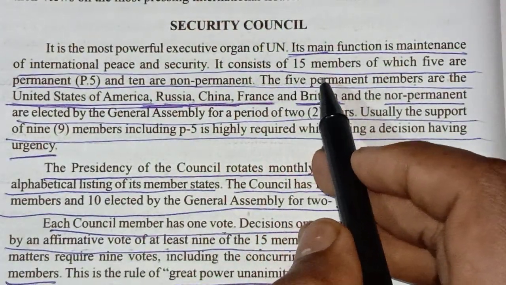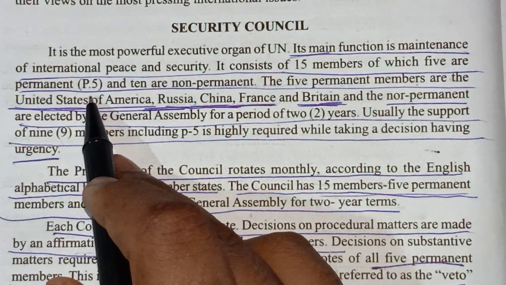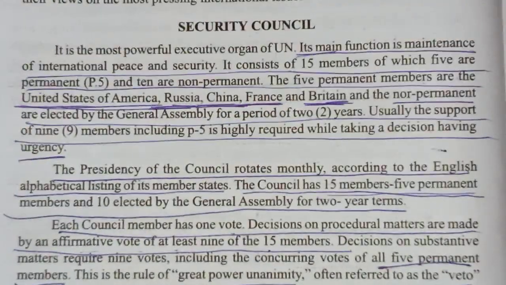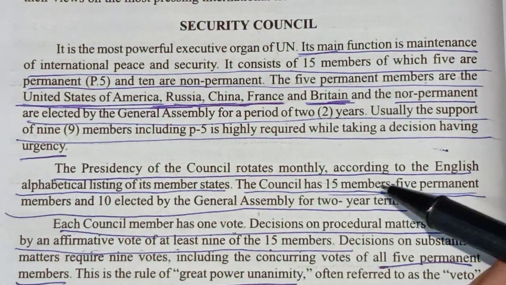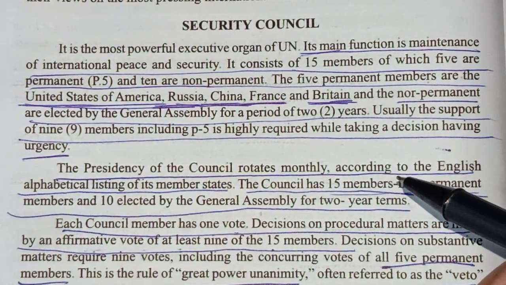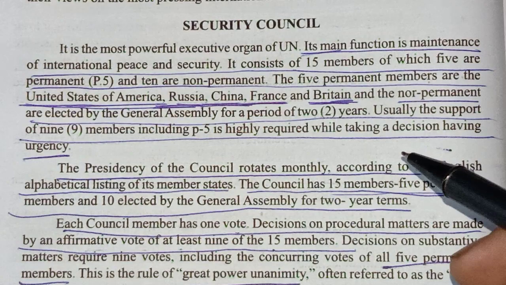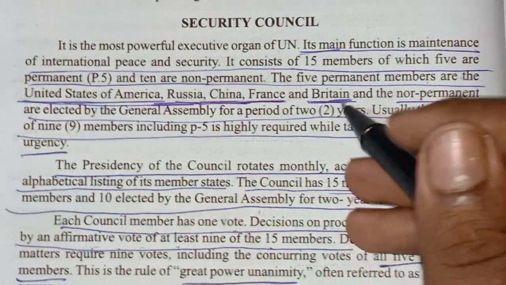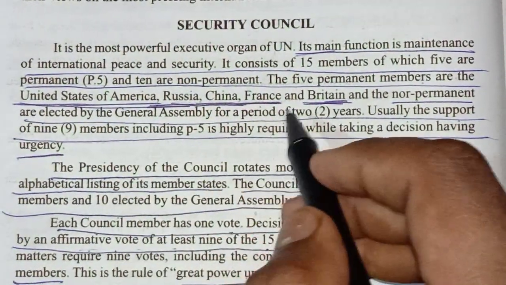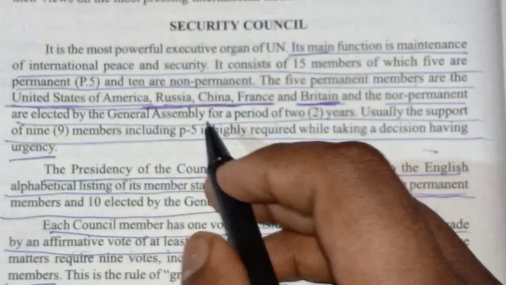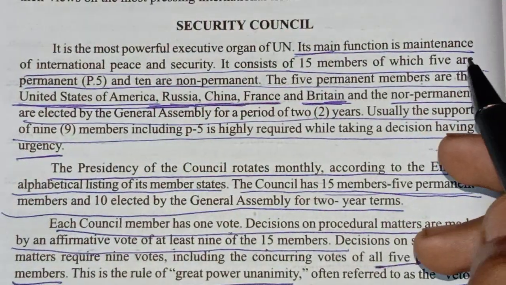It consists of 15 members, of which 5 are permanent, called the P5, and 10 are non-permanent. So how many members are there in the Security Council? There are 15 members, and among them, 5 are permanent, the P5, and 10 are non-permanent members. The 5 permanent members are the United States of America, Russia, China, France, and Britain. These are the 5 permanent members of the Security Council: USA, Russia, China, France, Britain.